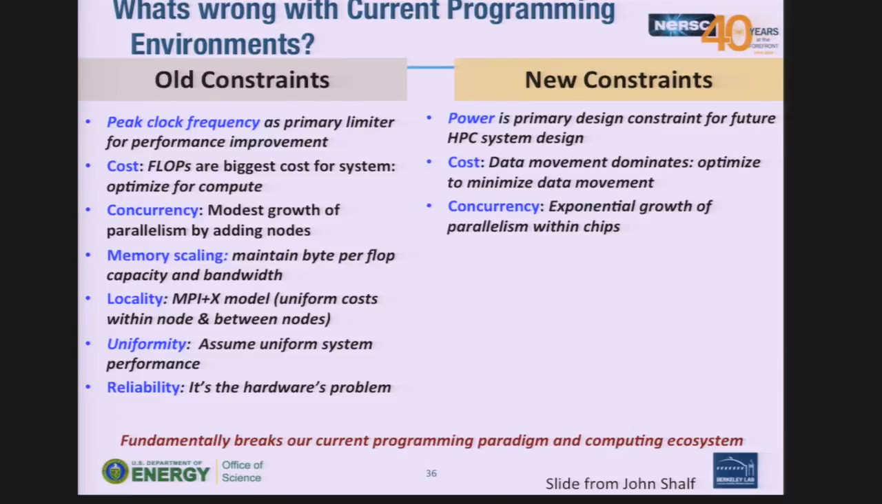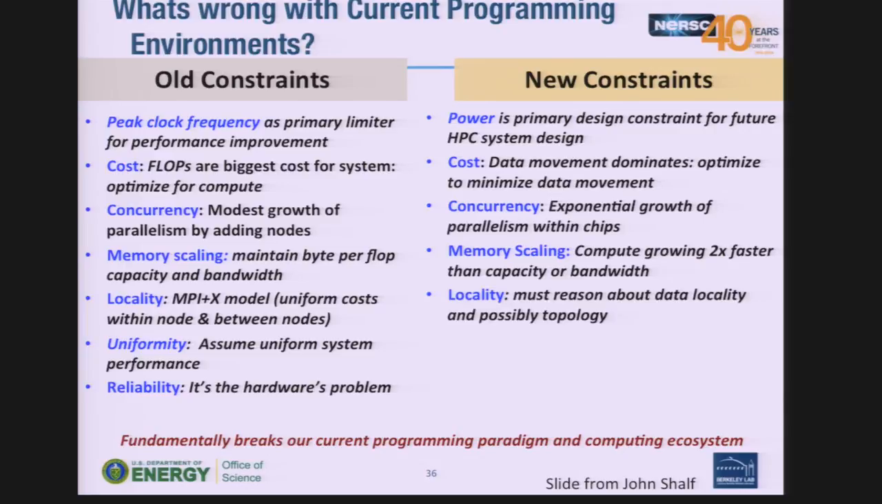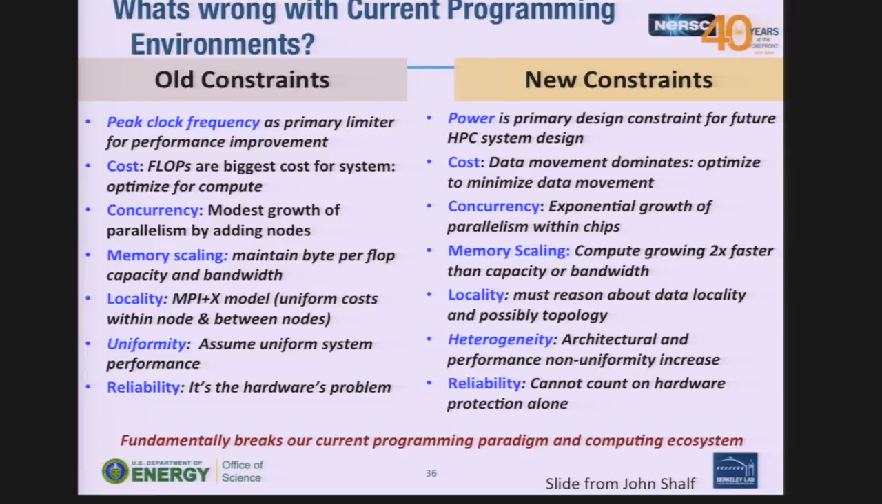Concurrency used to have a small growth in the number of cores per year. Now you see huge growth. Memory scaling, the memory can't keep up. You have to think about locality, and before you didn't have to do that. Uniformity, you used to assume that all the cores were the same, and they are on the Knight's Landing, but we'll see some architectures where that's not the case. And then reliability, when you have all of these cores, how are you actually going to keep your program running?